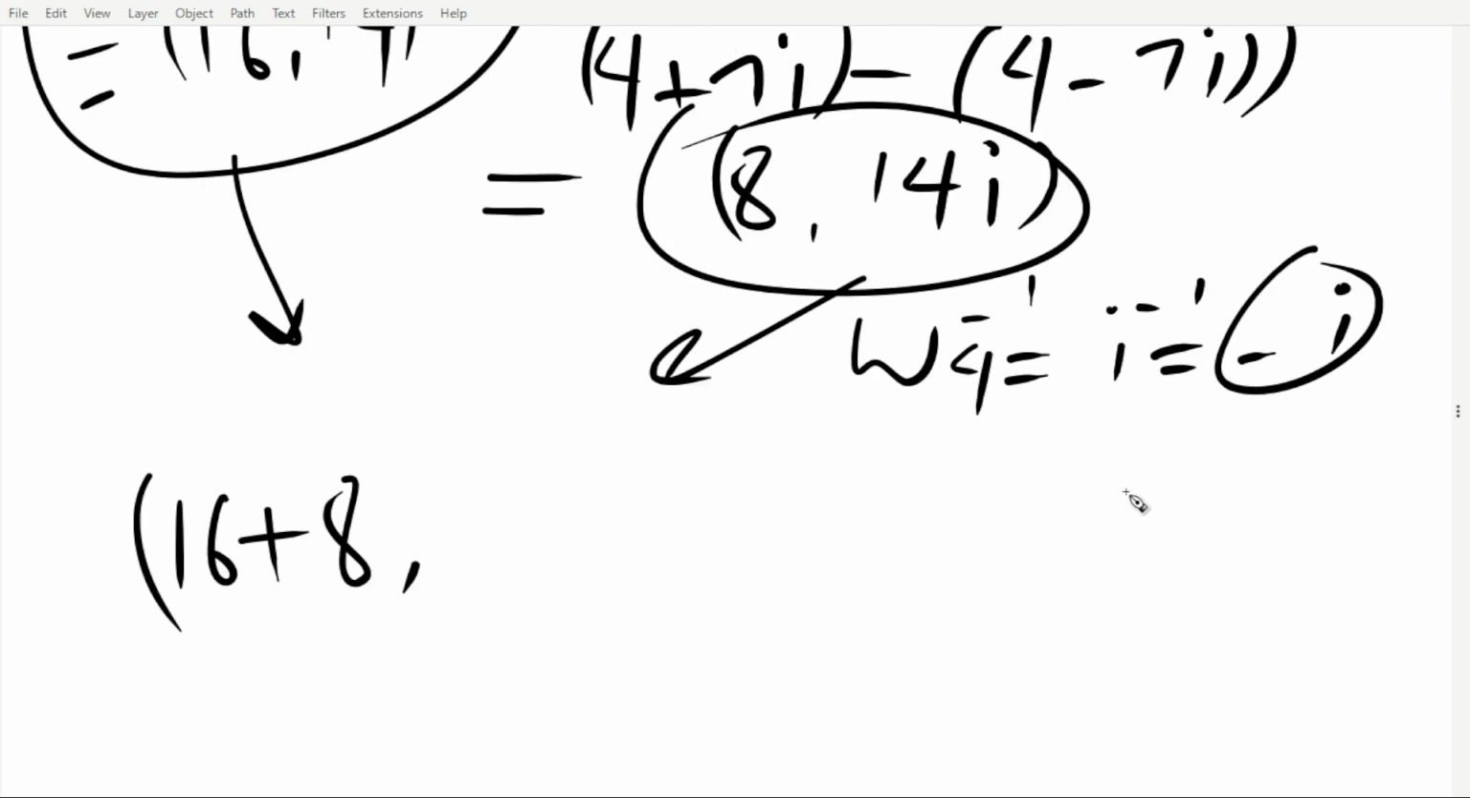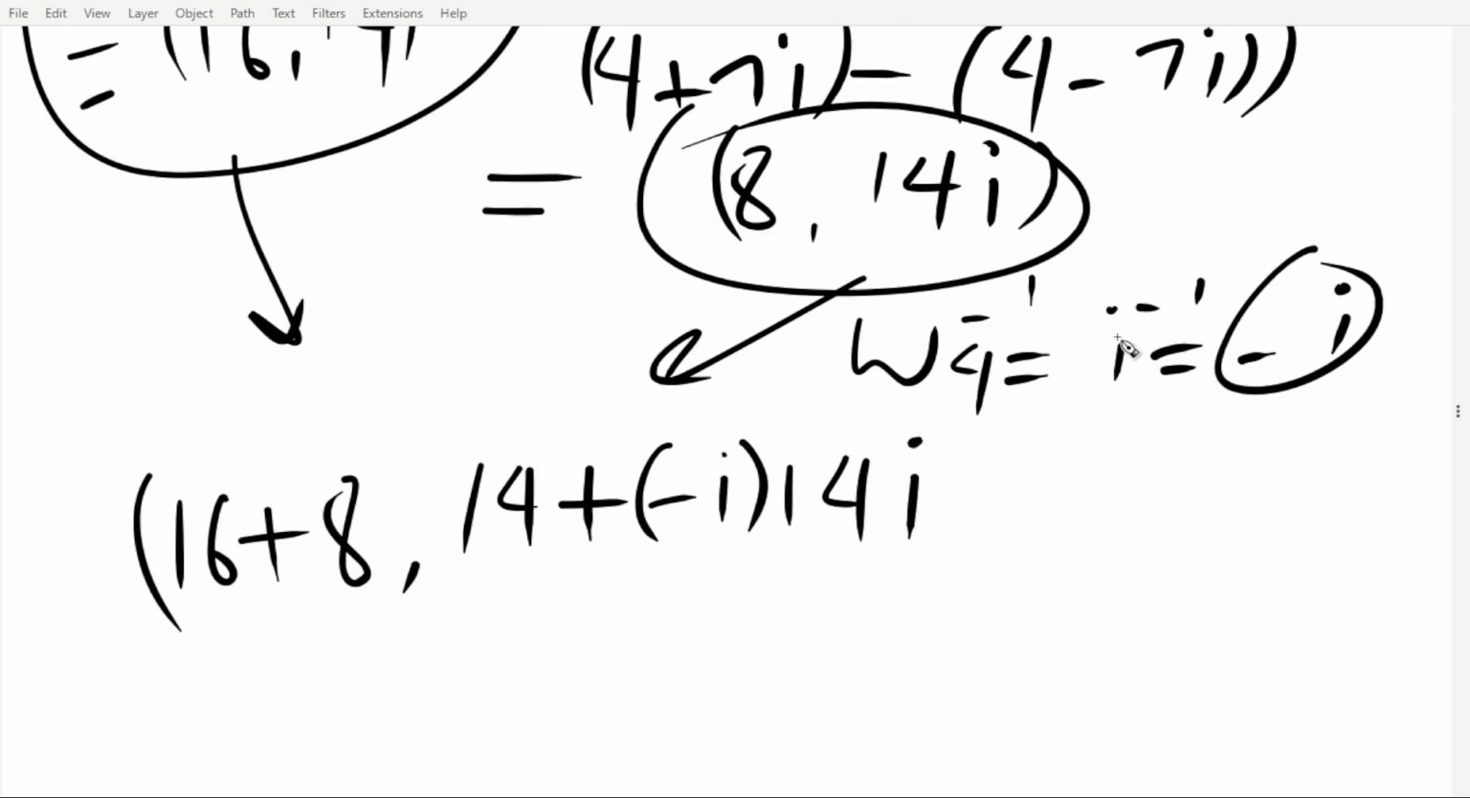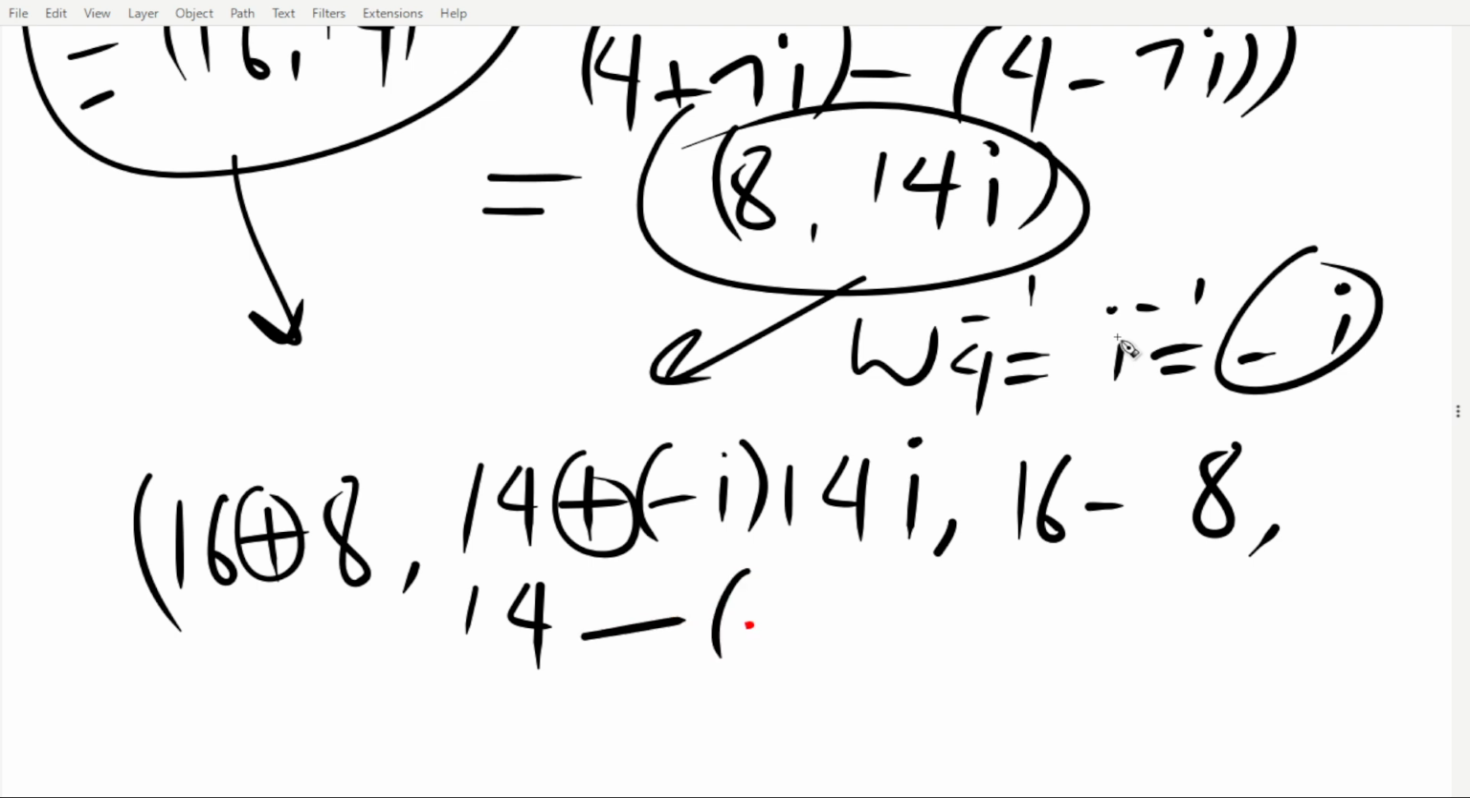So 14 plus minus i multiplied by 14i. These are the second set of values. Now for the remaining second half, just flip the sign. 16 minus 8 and 14 minus minus i multiplied by 14i.